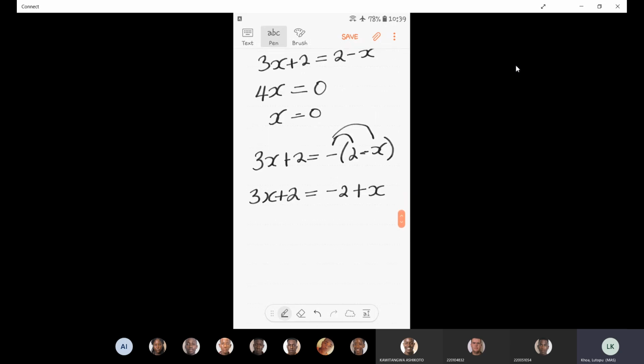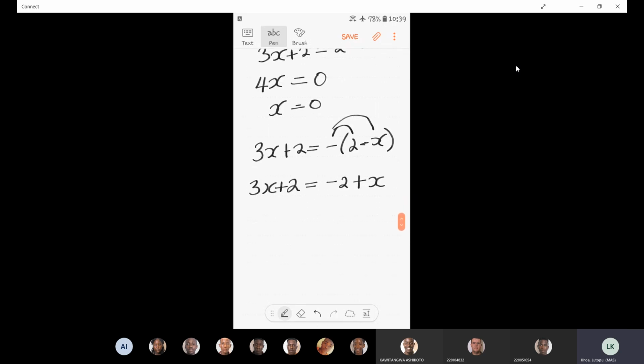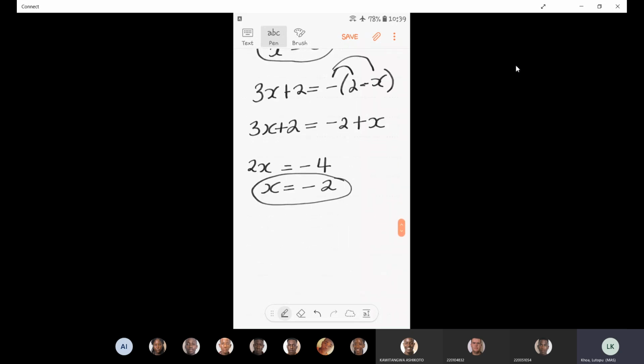And then I will subtract x on both sides. I will end up with 2x. And then if I subtract 2 on both sides, I get minus 4. Then I will have x is equal to negative 2. Okay, so these are my two solutions. As usual, I need to check and see if they are indeed valid.